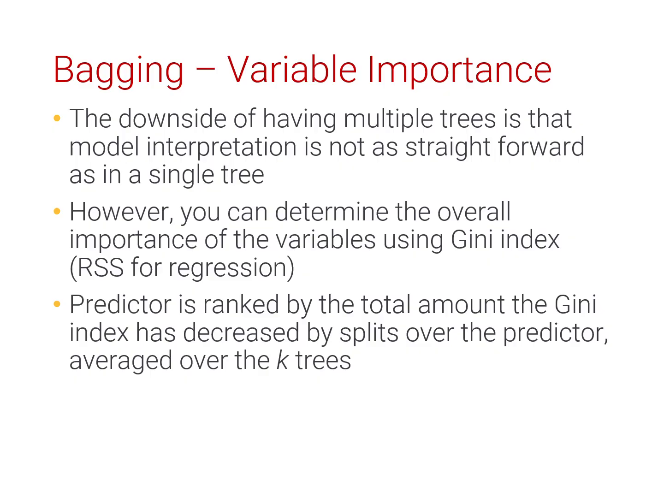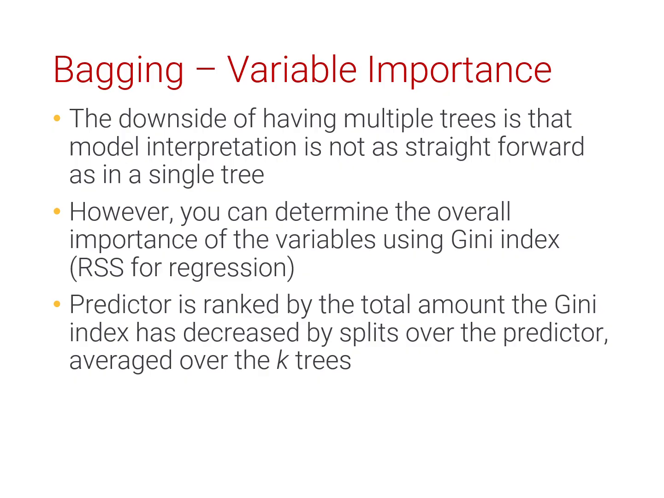However, bagging provides a powerful technique to assess variable importance by leveraging the Gini index, or RSS, for regression problems. The Gini index is a measure of impurity or inequality used in decision tree splitting. It quantifies the degree of heterogeneity within a node and helps determine the best split at each step of the tree building process. To determine the overall importance of a variable in a bagged model, we can calculate the total amount by which the Gini index has decreased due to splits over that particular variable, averaged over all the trees in the ensemble. This process involves the following steps.